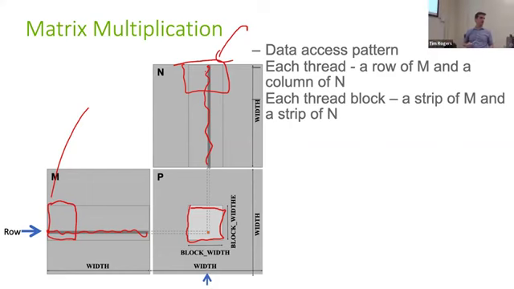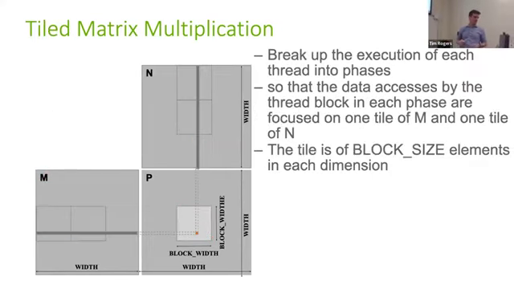Questions on this? That's conceptually what's happening. So we're going to move through this block by block. We're going to take a chunk of M and a chunk of N, do the math on it, then move to the next chunk of M and chunk of N, do the math on that. Each time you're going to move by this block size of elements when you're done computing with a block. So the loops are going to look a lot different here.